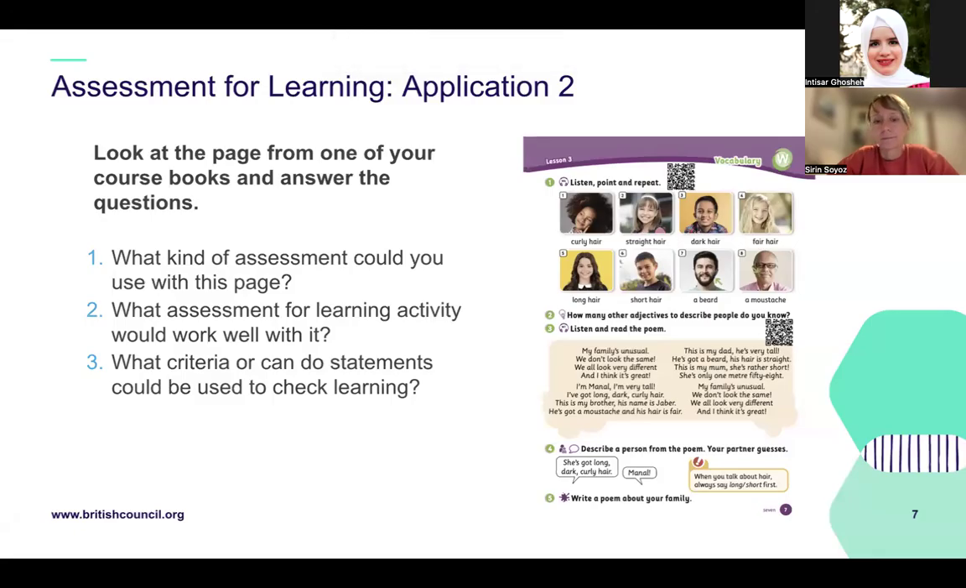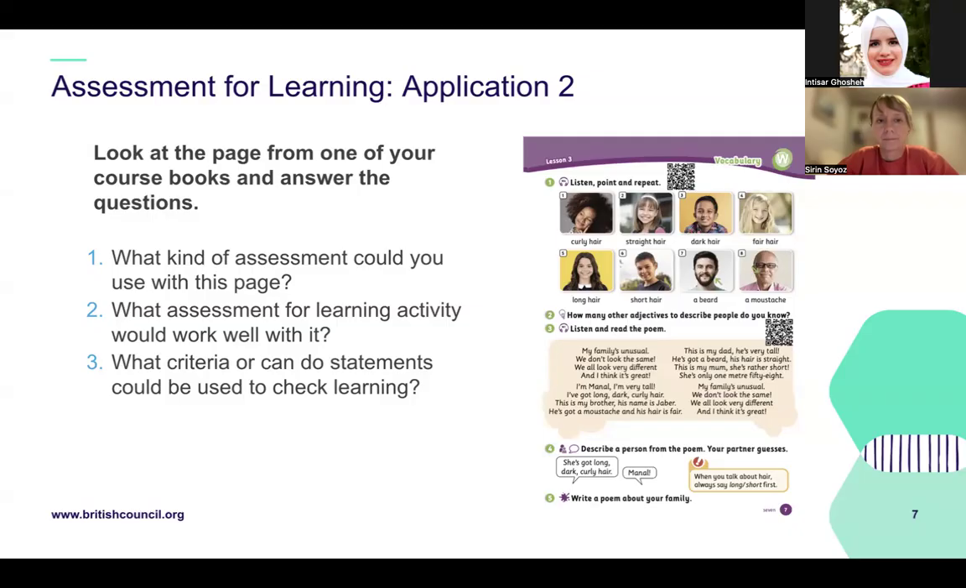Maybe an informal assessment we can use. For example, the teacher will draw or have a picture of a boy or a girl, and then start to ask questions. For example, do they have curly hair? If they agree with the teacher, they will put their thumbs up or thumbs down. It's a whole class assessment to check their understanding of the meaning of the adjectives they took.